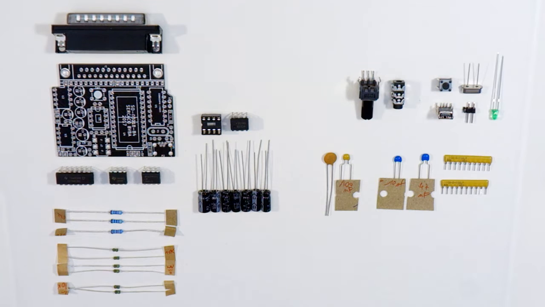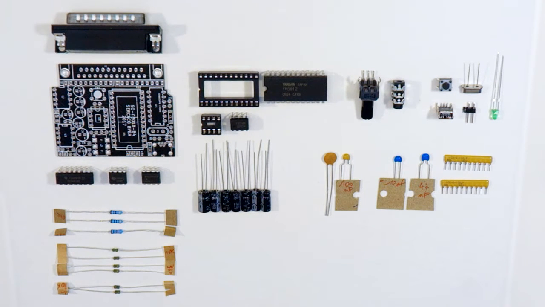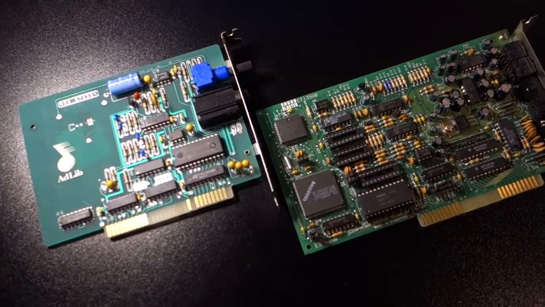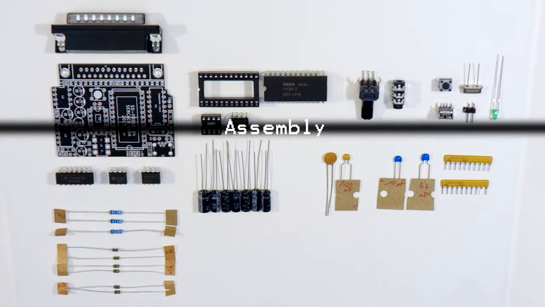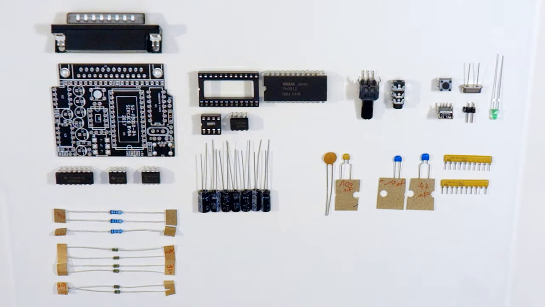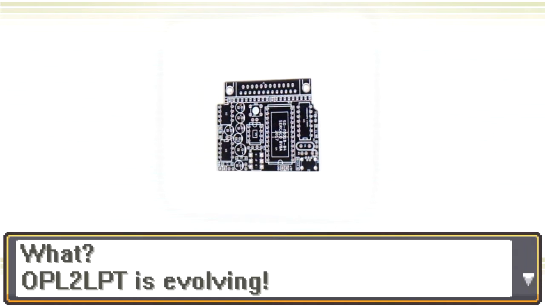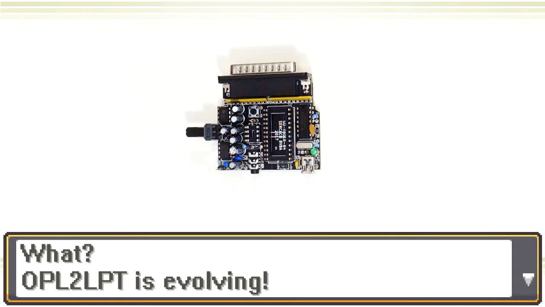But truly, the heart of the OPL2LPT is Yamaha's own OPL2 chip, also known as the YM3812, the very same chip used in original AdLib and Sound Blaster cards. Assembly preparations. With all the components laid out and ready, comes the time to assemble and solder the OPL2LPT.